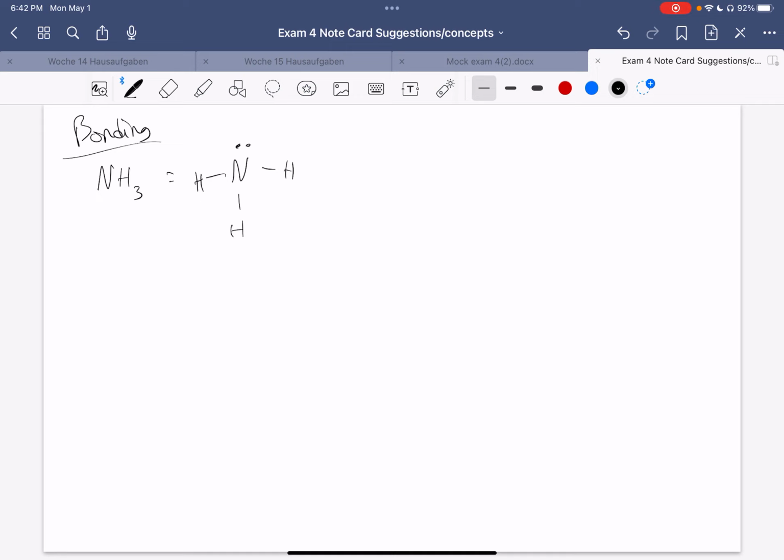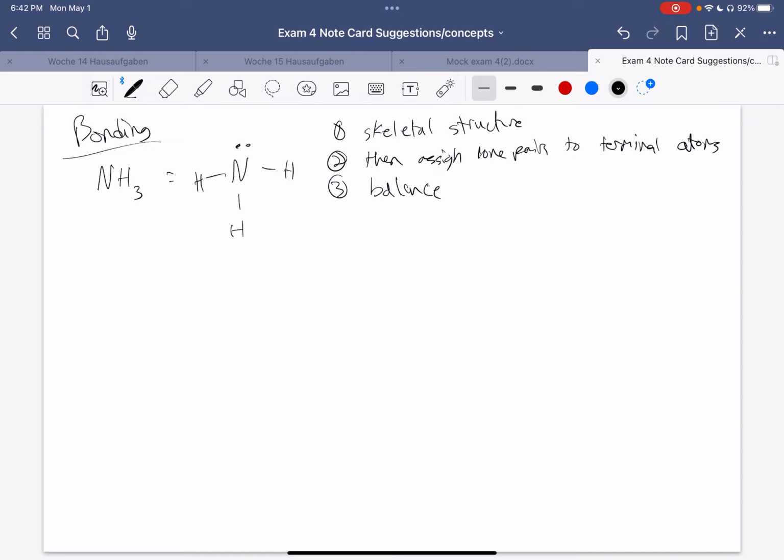So yeah, just kind of like the rules. The first thing you do is skeletal structure, then assign lone pairs to terminal atoms, and then just balance everything to see what works. And remember, I forgot to write that, but count your valence electrons, and that's how you know how many electrons you have to play with to actually draw the Lewis dot structure.